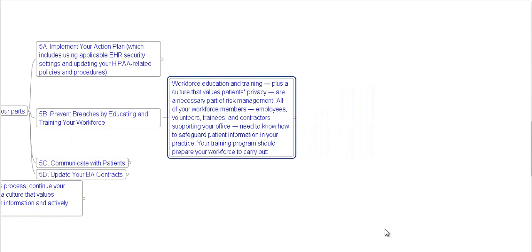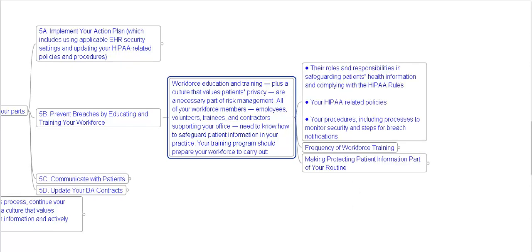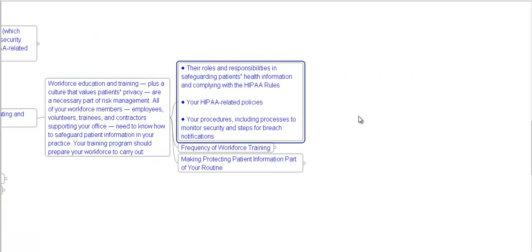Workforce education and training plus a culture that values patient privacy are a necessary part of risk management. All of your workforce members, employees, volunteers, trainees, and contractors supporting your office need to know how to safeguard patient information in your practice. Your training program should prepare your workforce to carry out their roles and responsibility in safeguarding patient health information and complying with HIPAA rules.